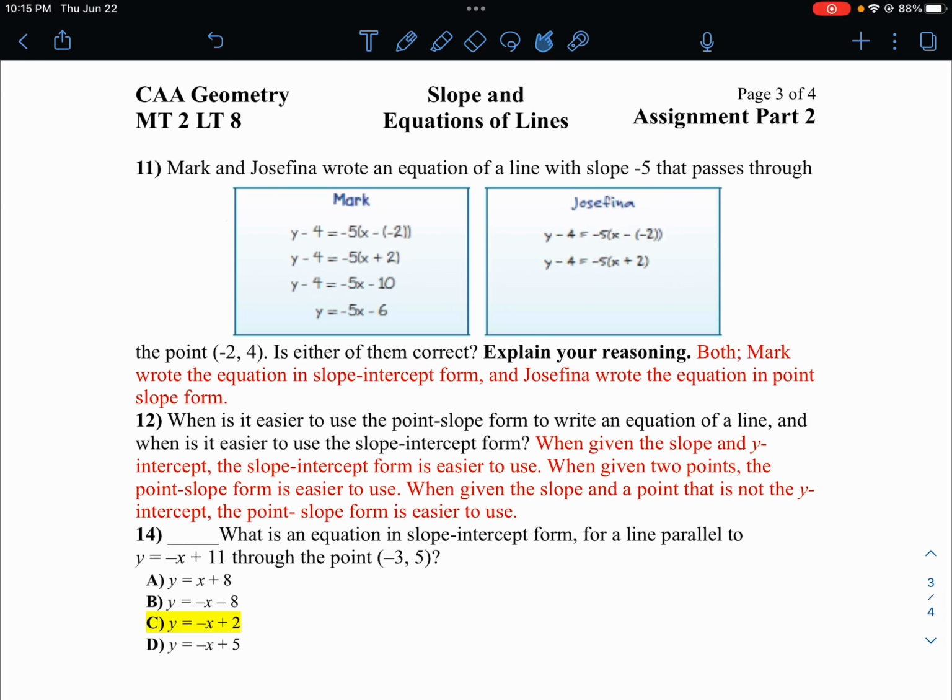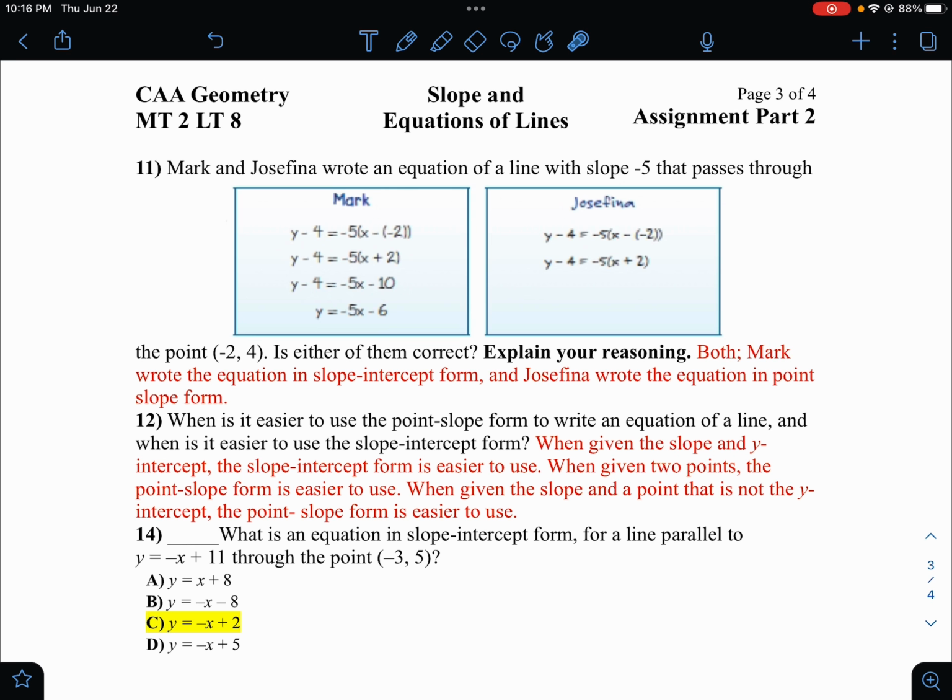On number 11, we have these two people, and did they do the problem right? Well, let's start with Mark. Mark, it looks like he wrote it in point-slope form. So y minus 4 equals negative 5, which is our slope, times x minus a negative 2. Well, you subtract a negative 2, you get x plus 2. You get negative 5x minus 10. And then it looks like he added 4 to both sides. You get negative 6, so y equals negative 5x minus 6.